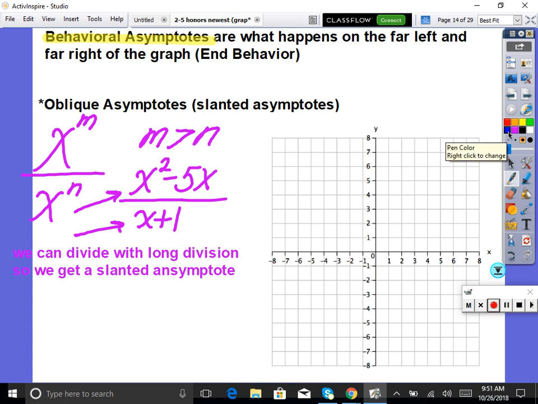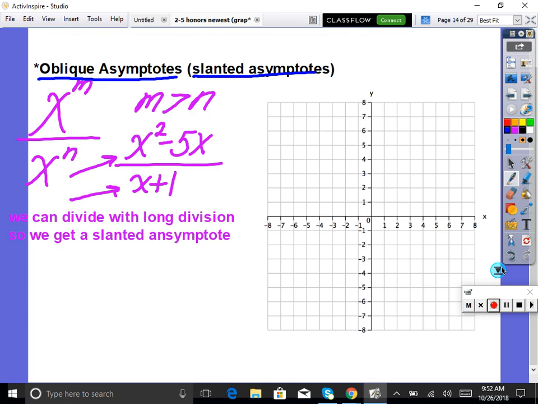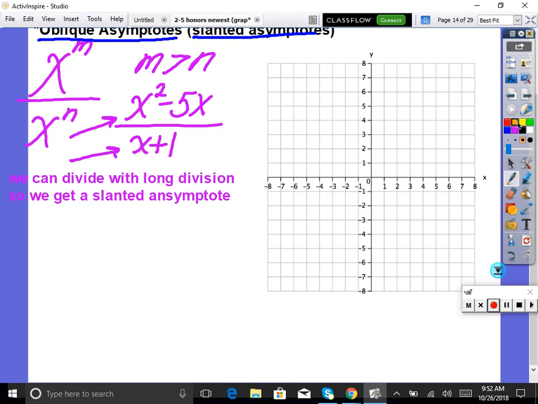So if the top degree is larger than the bottom degree, you're right, there's no horizontal asymptote. Instead, there's what's called an oblique asymptote. We're going to see them as slanted asymptotes. So not horizontal, but slanted asymptotes, interestingly enough. So where does that slanted line come from? Well, remember last time, I told you we have to remember long division, because we can actually divide and figure out what our line is.